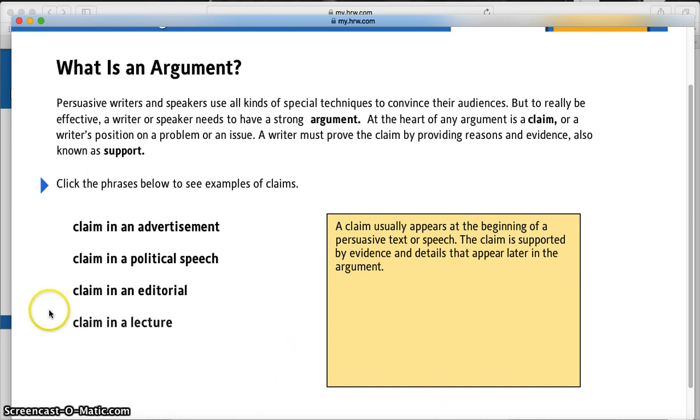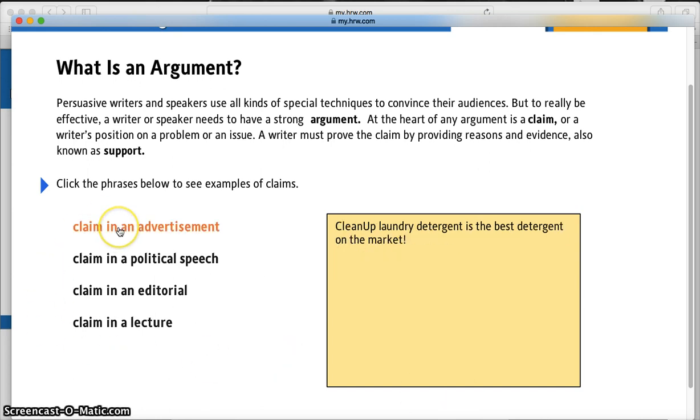So now we can see some examples of this. "Clean Up laundry detergent is the best detergent on the market." So that would be the claim, and then the rest of that commercial would have some founded reasons and evidence of why it's so effective.